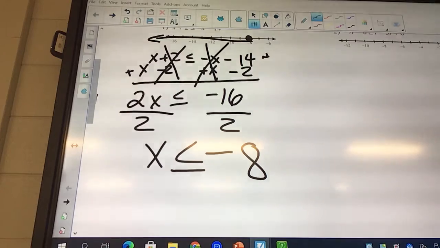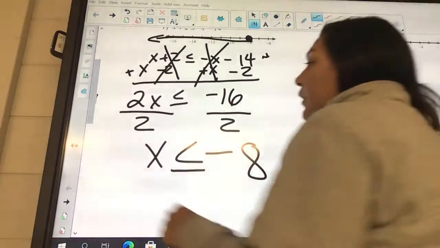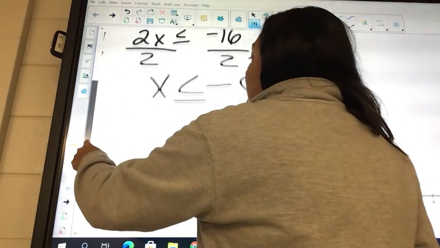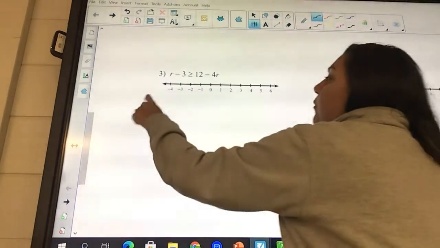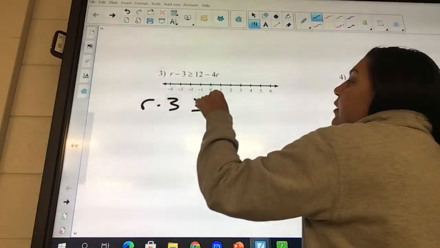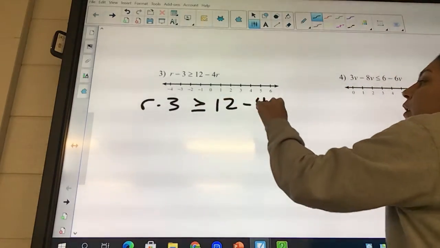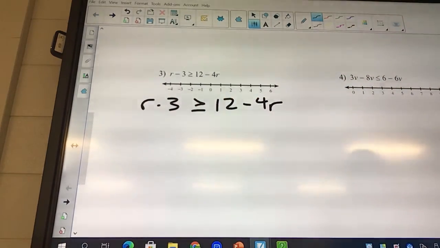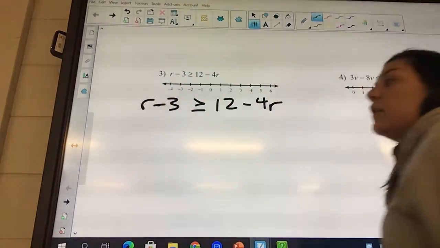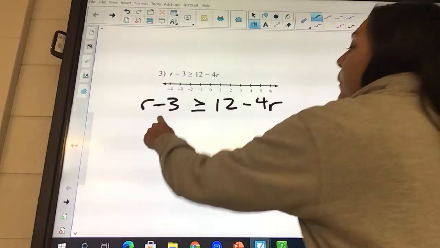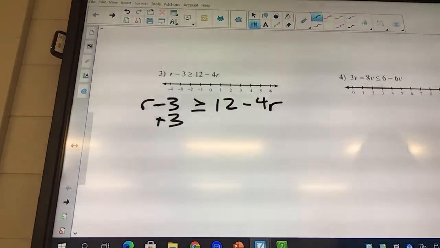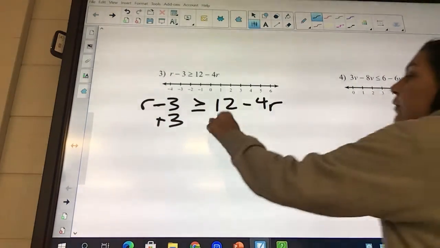Closed. X is less than. Good job. Okay, look at 3. I got R minus 3 is greater than or equal to 12 minus 4R. Okay, what needs moved? The negative 3. Okay, so I'm going to say plus 3. And what do I put that under? 12. Under the 12, yep.